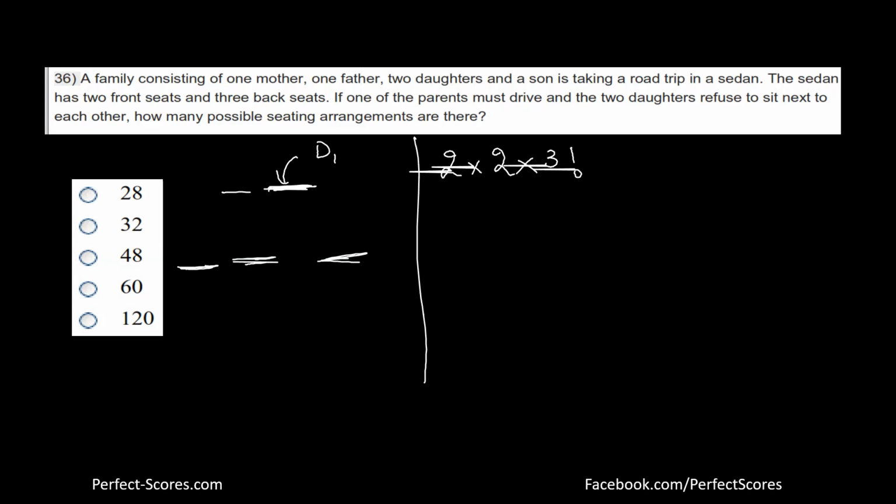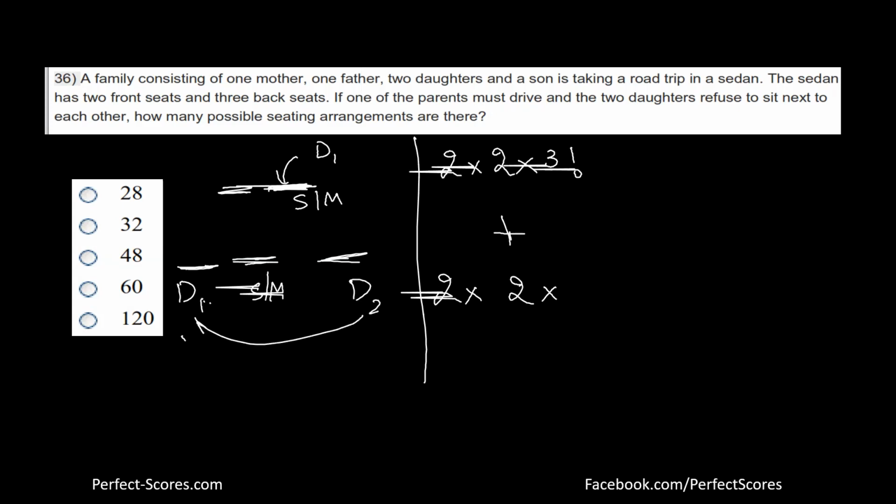Till now, is this fine? Yes. In the second case, any 2 people can come here. Then we don't want to make a daughter sit here, so it will be the son or the mother. So that would be 2 ways. Now in here, you will have one of the daughters here, and whoever is left in here. And how many ways is that possible? 2 ways, because the daughters can arrange themselves in 2 ways. So your answer is 32.